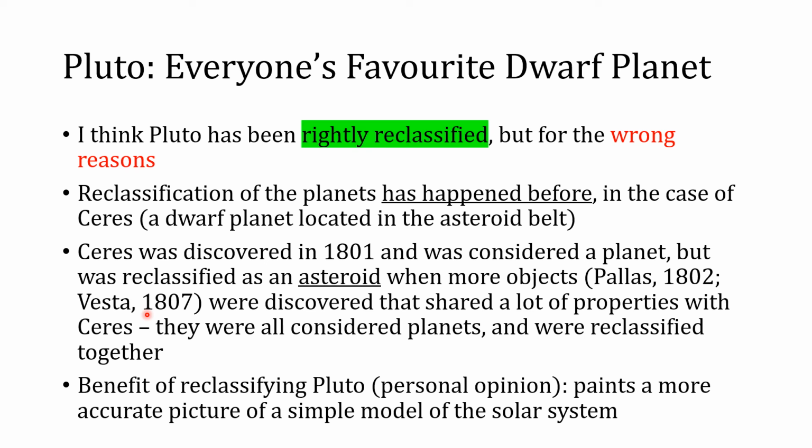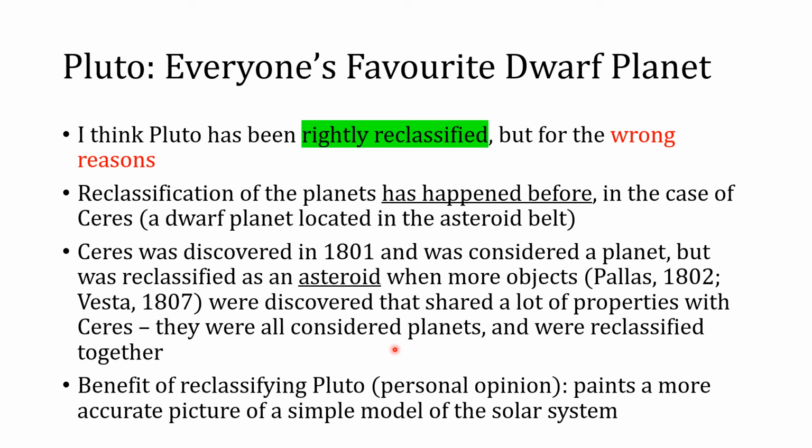And so then, you find enough of these and you think, you know what? We're not going to call them planets. We're going to call them something else. We're going to call them asteroids. So Ceres and Pallas and Vesta, and I believe another one called Juno, if I'm remembering correctly, were all considered planets when they were discovered. And only when you found enough of them did you realize, oh, these are all more similar to each other than they are to the rest of the planets. Let's reclassify them all. And so they were all reclassified from planets to asteroids.